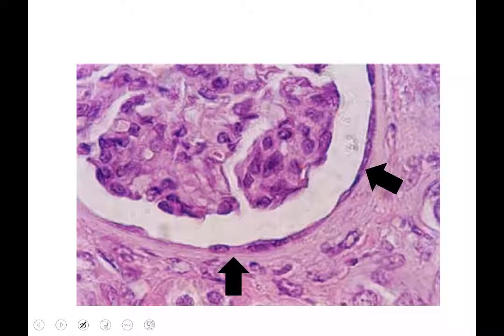Here's another example. What do you think this little cell is here? These guys here. They're so thin that the widest part of the cell is where the nucleus actually pops up.